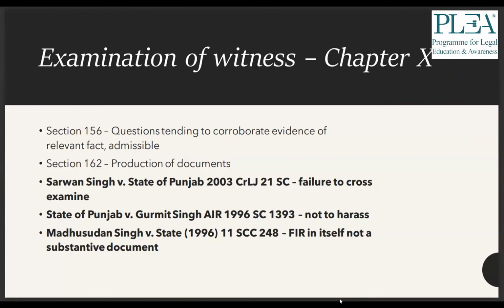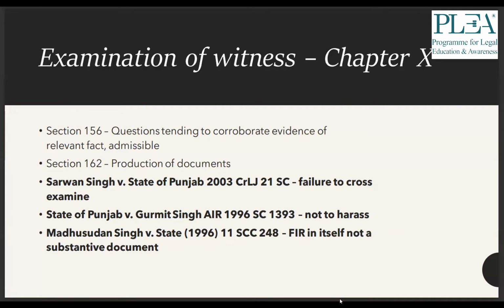Now, when we say what is admissible and what is not admissible in the court of law pertaining to a case or a situation, this is where the answer comes from. So basically, examination of witness, chapter 10, tells us what is relevant and what is not relevant with respect to a case. What is it that you can ask and what is it that is not taken on record as evidence. Section 162 talks about production of documents. So if you have to produce certain documents which support your case, this is the section that you have to invoke while you are doing so.